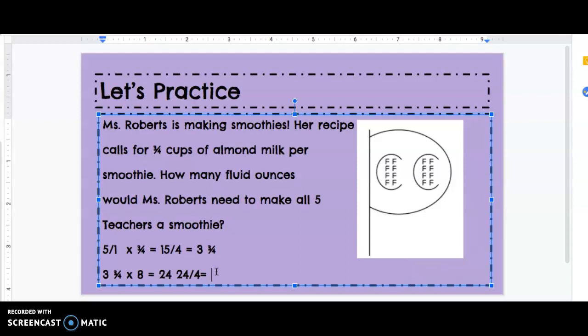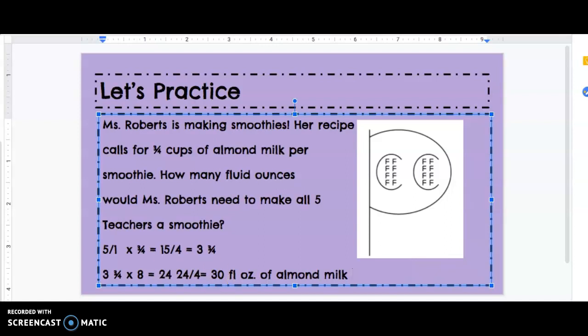If I was going to make this improper fraction into a mixed number, I'd see how many groups of 4 can fit into 24 and add it to my wholes. When I do that, I find out that Miss Roberts would need 30 fluid ounces of almond milk to make all 5 teachers a smoothie.